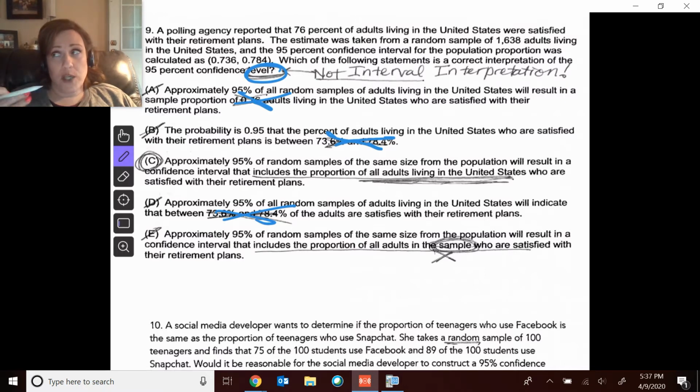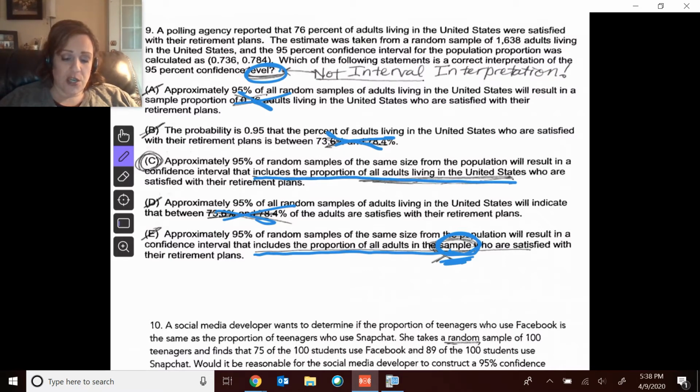Approximately, remember, according to our Smelly Cat song, how many intervals of that size contain the true P? So here, approximately 95% of the random samples of that same size will include the proportion of all adults living in the United States. E says include the proportion of all adults in the sample. That's where it went wrong, because that's not the true P. That's a P hat. Okay, so it's C. E contained the P hat.